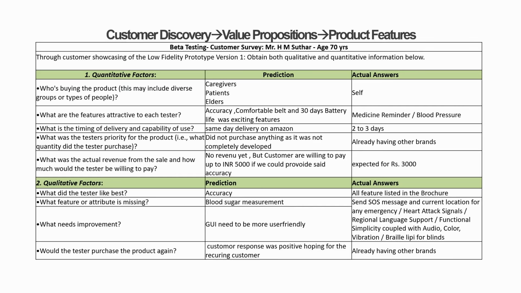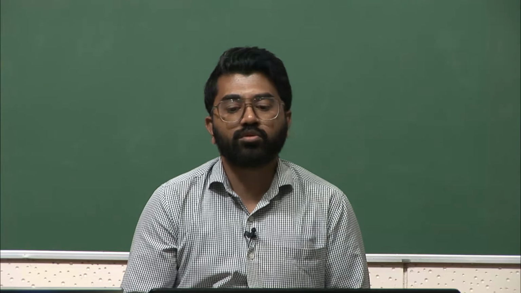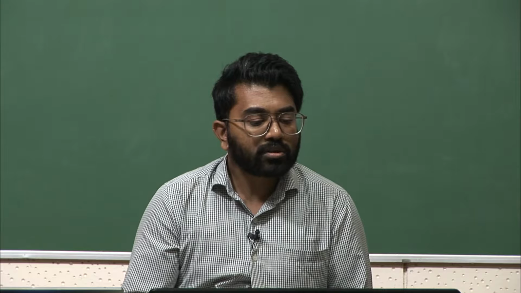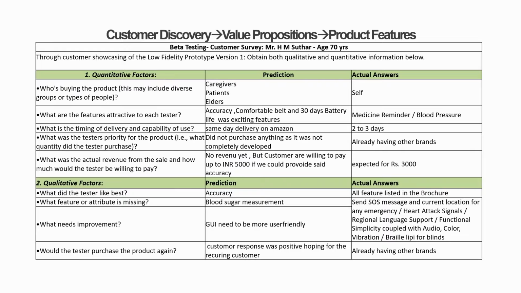So no revenue was generated, but customers typically, what we assumed, or that group assumed, would be willing to pay up to 5,000 rupees if the said level of accuracy could be provided compared to the other smartwatches, right. But what this person specifically answered was something around 3,000 rupees. Something beyond that is something he is not willing to pay or not in a position to pay, right. So these are some quantitative numbers, like days or costs.